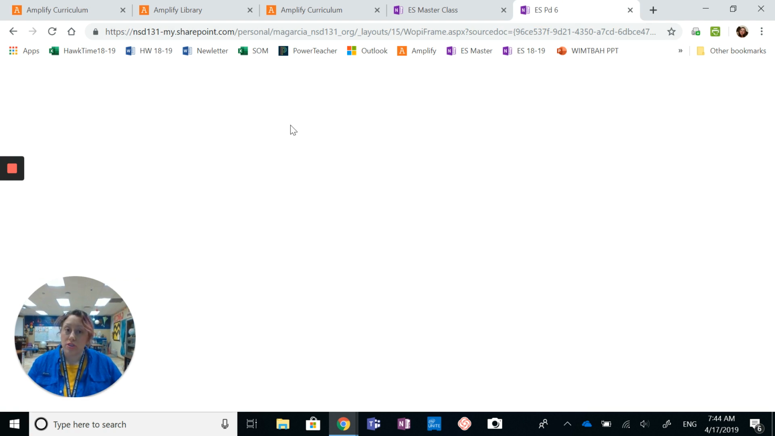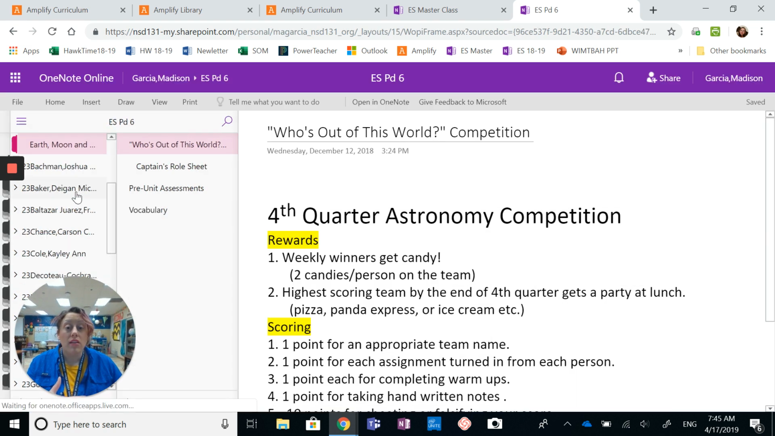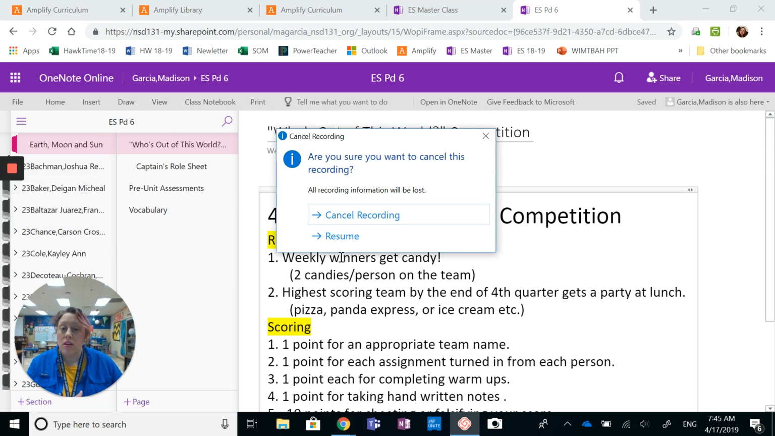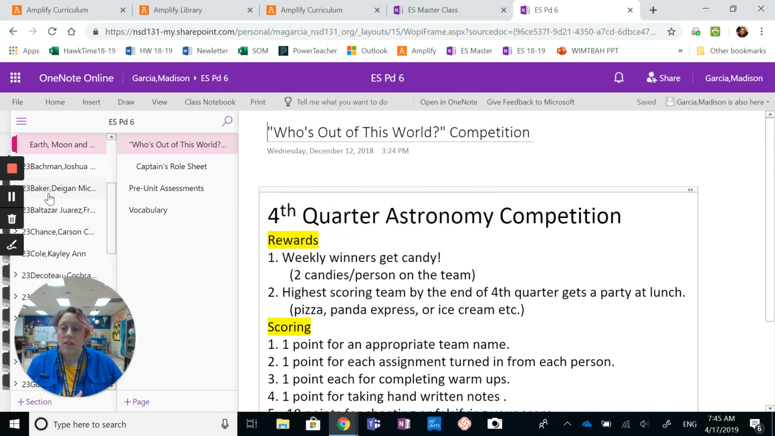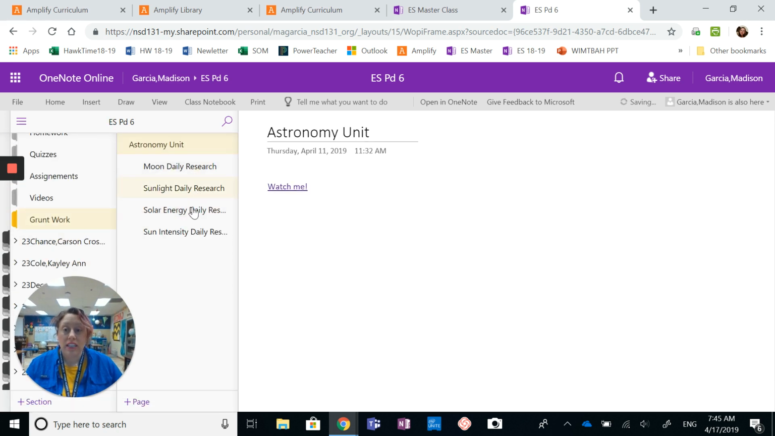As for the grunt work, which is your warm-up for today, if we go back to our class calendar, which is taking a little bit to load, when we go into our grunt work, you should have a folder with your name on it, so that's your work. And then from there, you should click on your grunt work. So if you are in charge of, let's say, the sunlight, because I haven't modeled the sunlight for us yet, I'm going to pretend that I am Francisco, and I'm going to click on his notebook. I'm going to go to his grunt work, and let's see which one Francisco was in charge of.